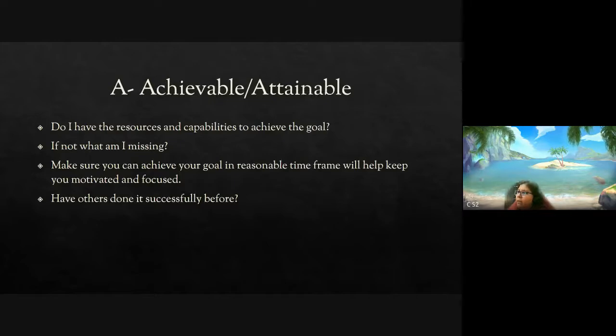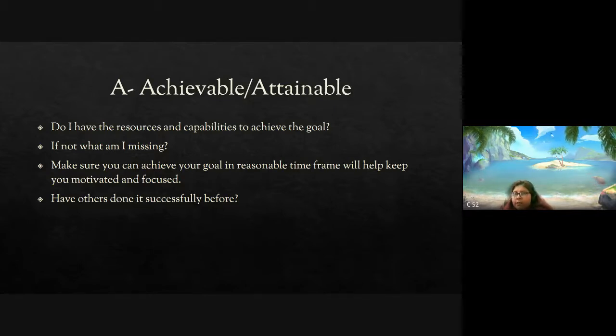Achievable. Do you have the resources and capability to do it, to achieve that goal? If you don't, what's missing? What do you think is missing from that for you trying to achieve it? And you want to make a reasonable goal that you can achieve and in a time frame that will keep you motivated and focused. Now, the last one, have others done it successfully before?